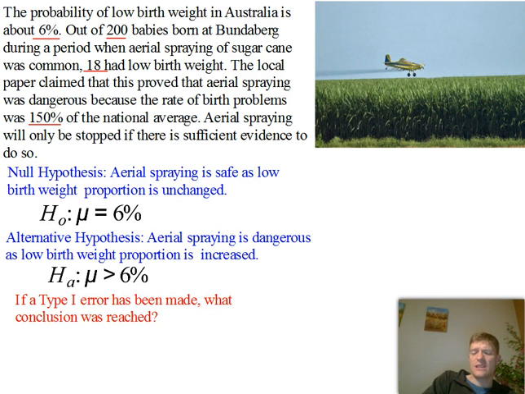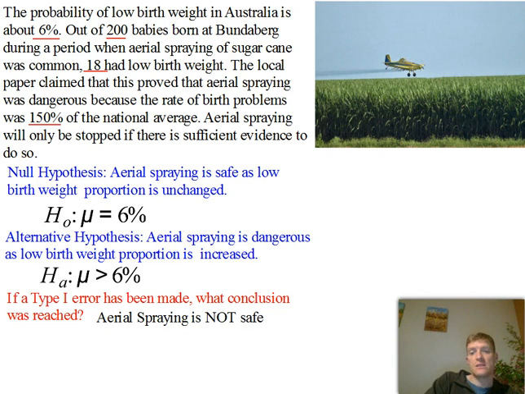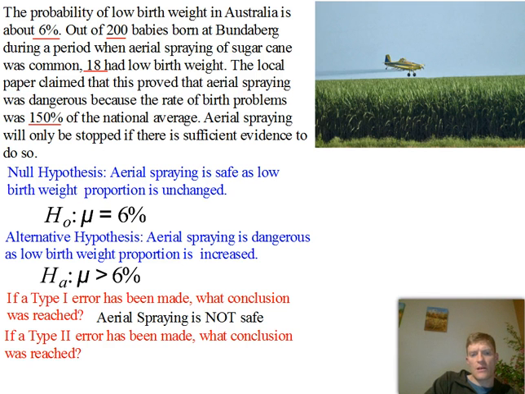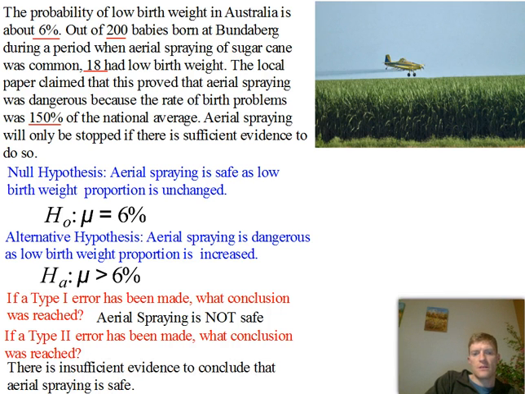So if a type 1 error has been made, what does that mean? What conclusion was reached? Well, rejecting a true hypothesis. If they've rejected a true null hypothesis, then they conclude the aerial spraying is not safe. Whereas if a type 2 error has been made, what does that mean? What conclusion was reached? Failing to reject the null hypothesis when in fact it is false. In that case, there is insufficient evidence to conclude that the aerial spraying is dangerous.